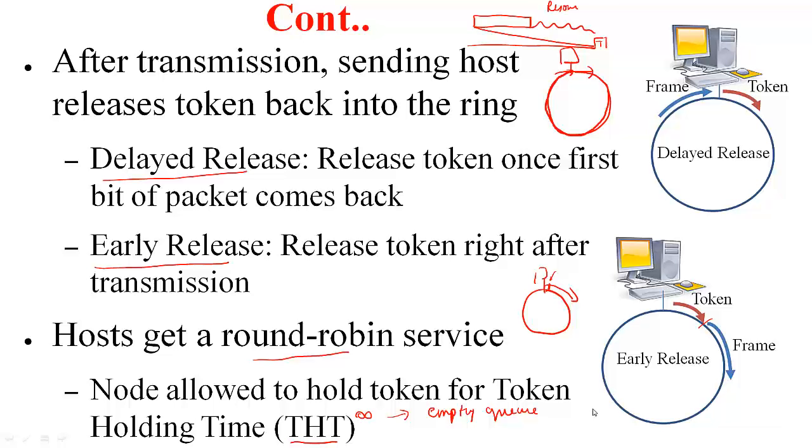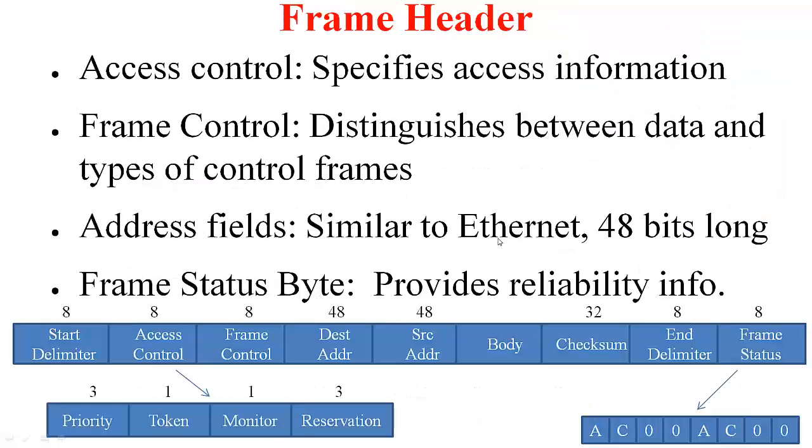So typically the THT is set to a reasonable value, one or few packets. In other words, whenever a sender grabs the token, it can send a few packets before it is forced to release the token back. So here is the token ring frame format, the frame header format.